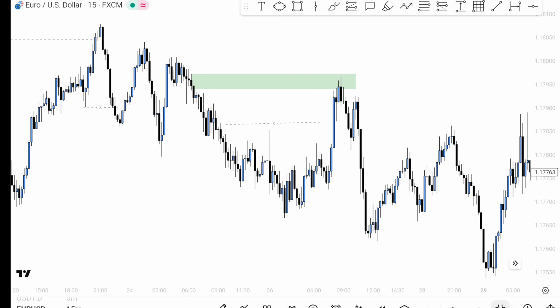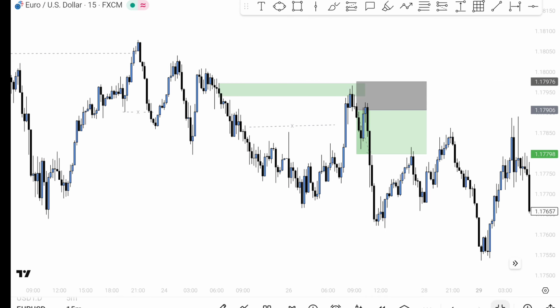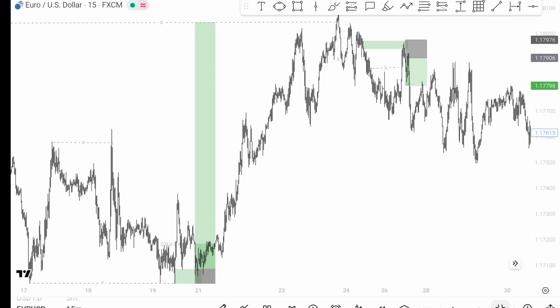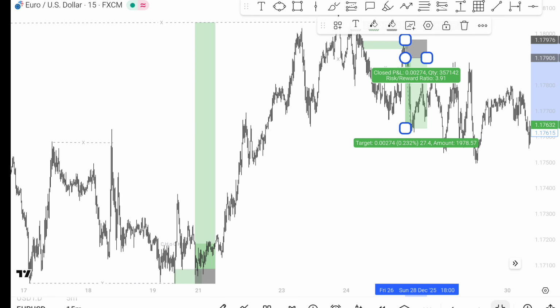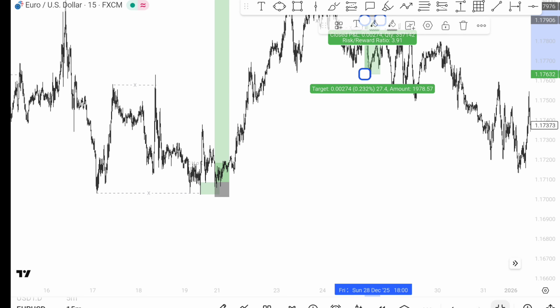You can directly sell at this point, or based on the single candle order block, and this was a single candle order block. This is your stop loss, and the first target is your recent major low, which is at this point, and your major target is at this point.